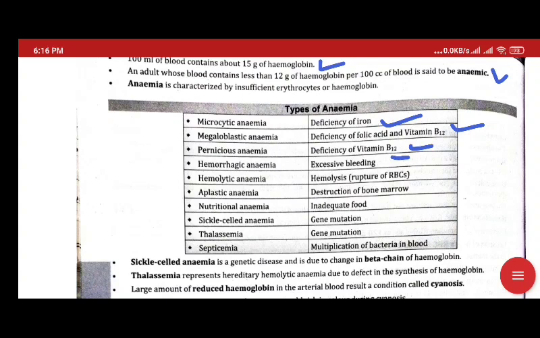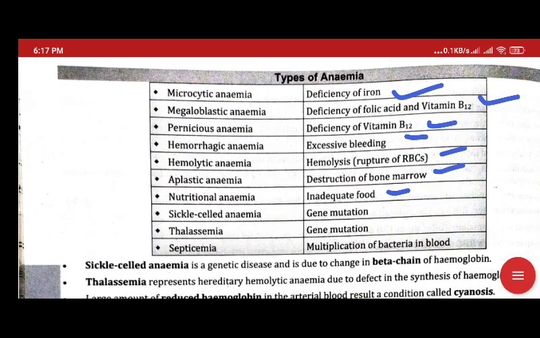Also, hemolytic is rupturing. Hemolytic, lytic means what? Rupture or dissolution. Aplastic means bone marrow destruction. Nutrition anemia means inadequate food; if you do not take food, it is called nutrition anemia, due to what? Iron deficiency. Now sickle cell anemia is a gene mutation at position 141 and 146 of that amino acid. Thalassemia is also a gene mutation.